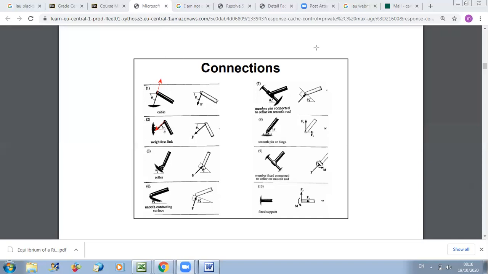Doctor, yes. Yes. How is the member pin not having a resistive moment?